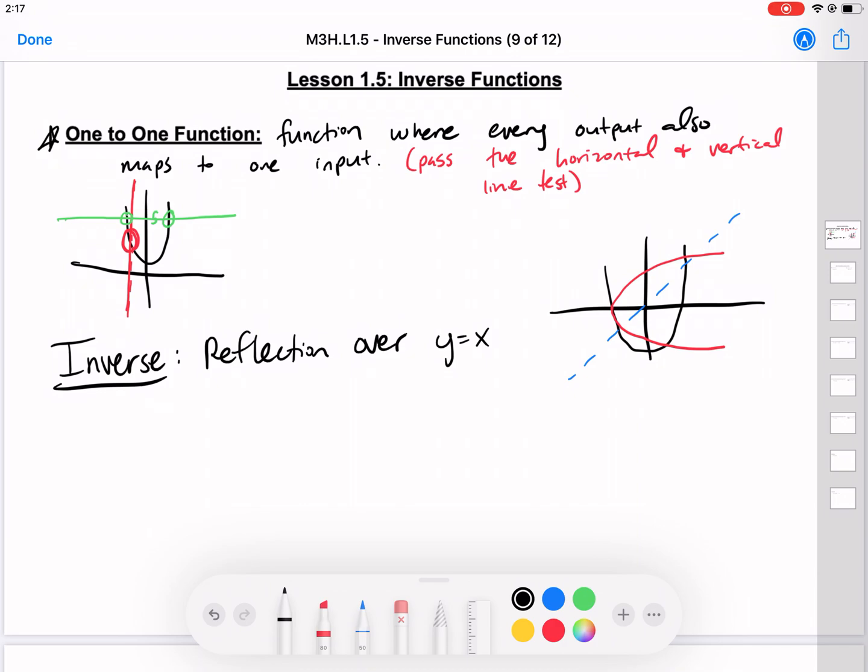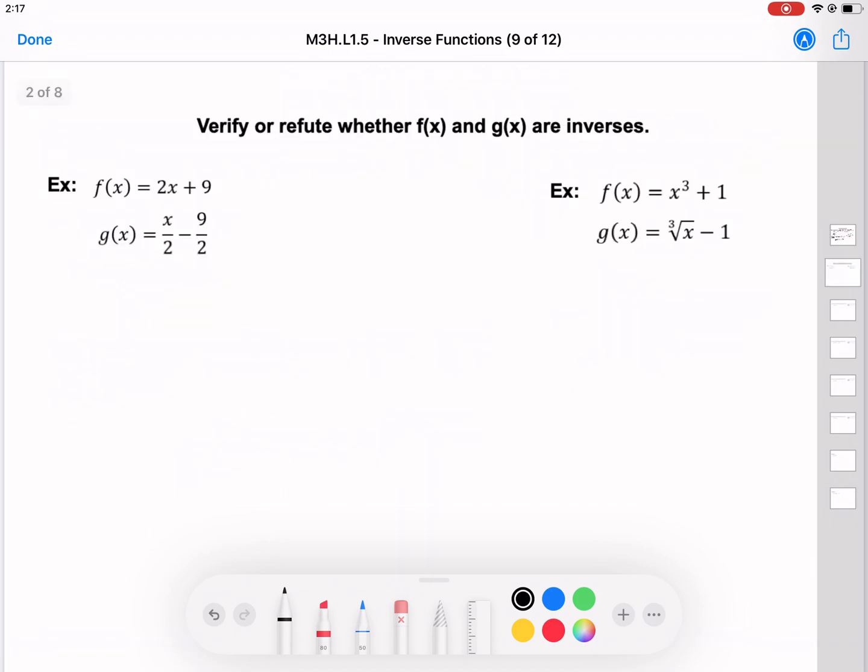The algebraic definition is if you take g of f of x, if you have two functions, g of x and f of x, and you input them into each other, if they are inverses, you will always end up with x. Okay, so that's actually how you verify or refute if they are inverses. You do a composition of functions, that's what it's called, and you determine if you get a value of x. So we're going to go ahead and do that.